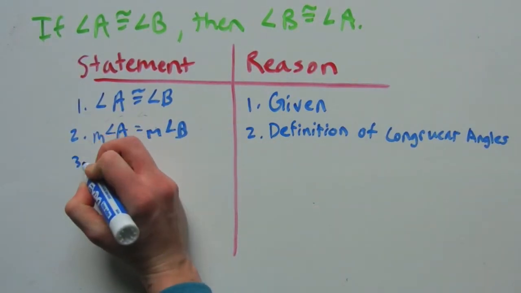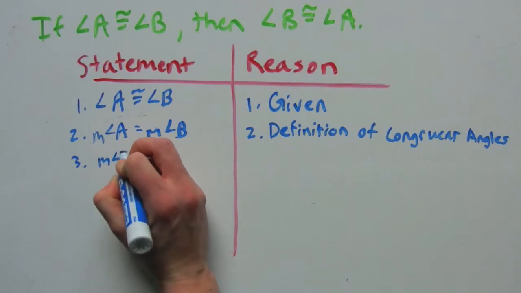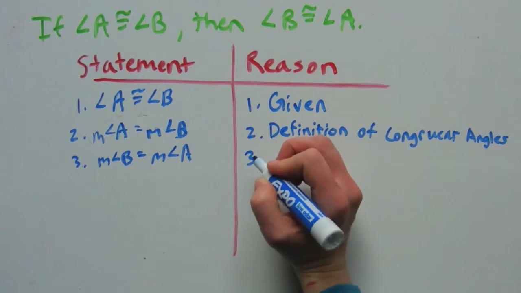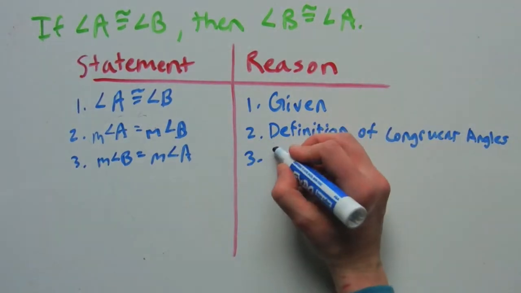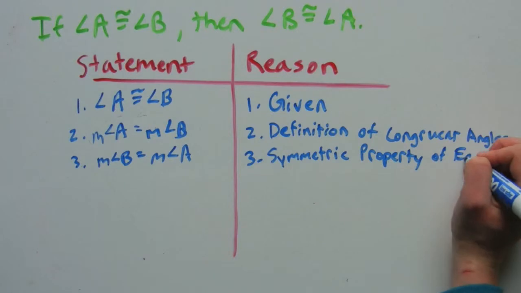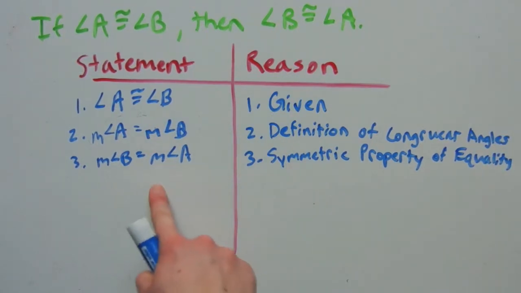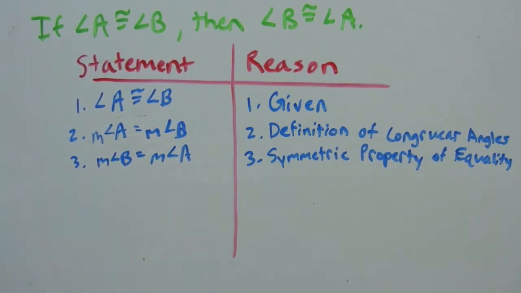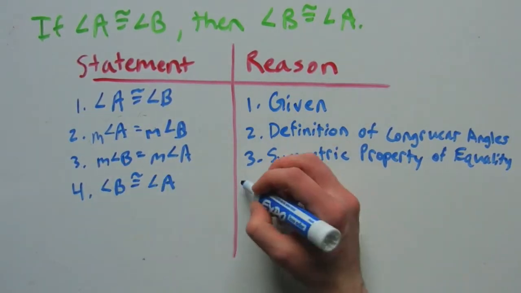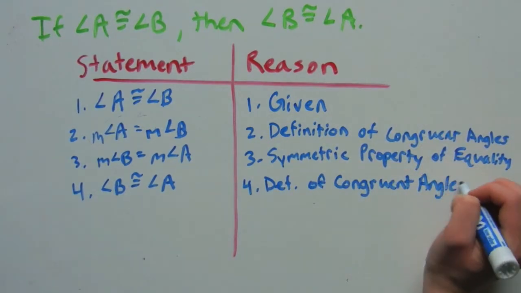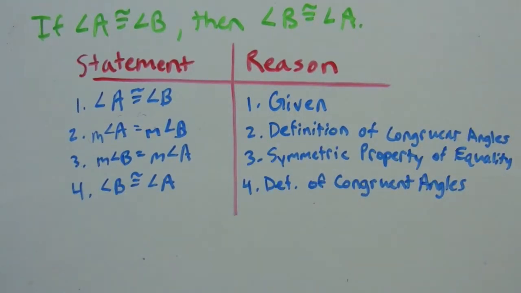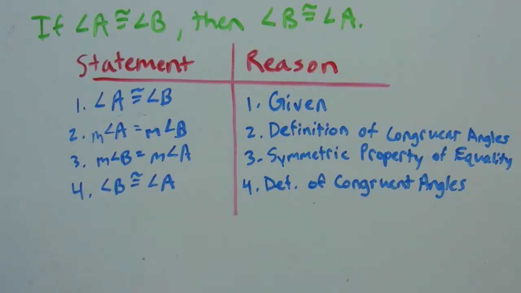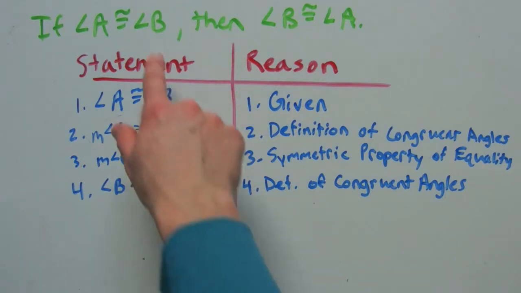So now that those are real numbers, we can say that the measure of angle B is equal to the measure of angle A, and we can say that using the symmetric property of equality. And last but not least, we're going to take the measure of those angles and say that those angles are congruent. And that is because, again, the definition of congruent angles: two angles that have the same measure are congruent. And we got to what we needed to prove.